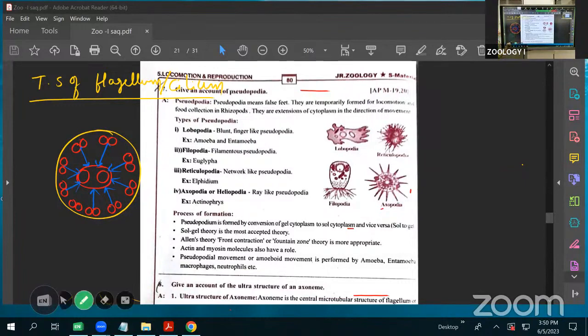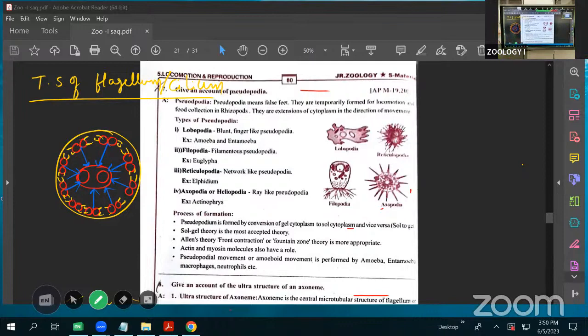And also, this one has dynein arms present. See this one, small arms are present here. For attachment purposes, they have these small arm-like structures, which are called dynein arms. During bending movement, the dynein arms join and keep the microtubules in one position.